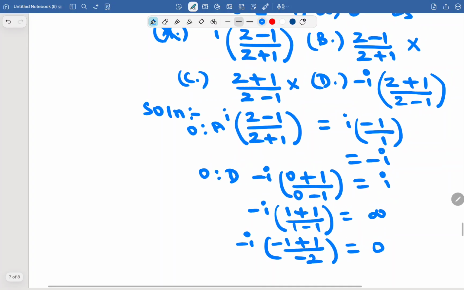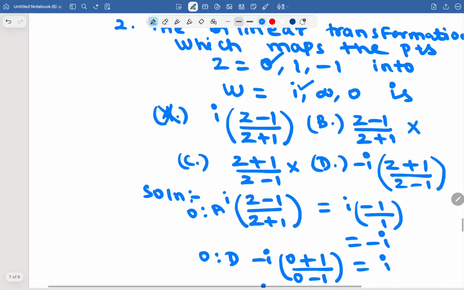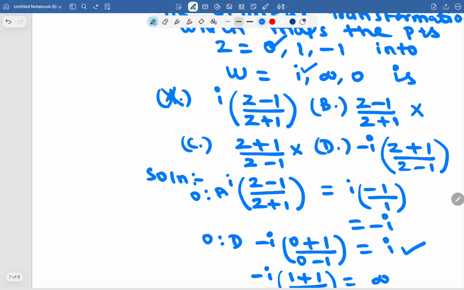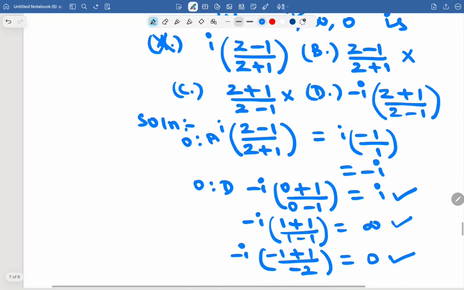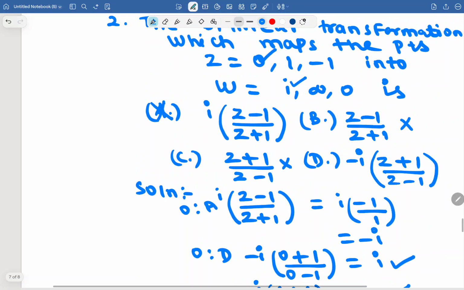Answer is 0. For z 0, I am getting W equal to plus I. For z 1, I am getting W equal to infinity. For z equal to minus 1, I am getting W equal to 0. For this problem, option D is the correct one.